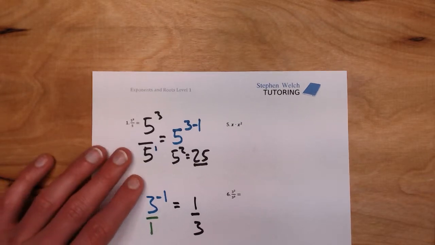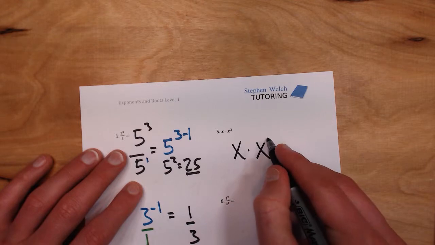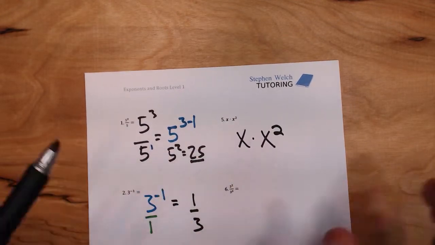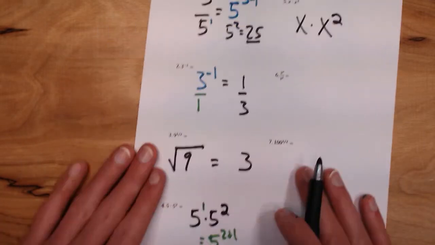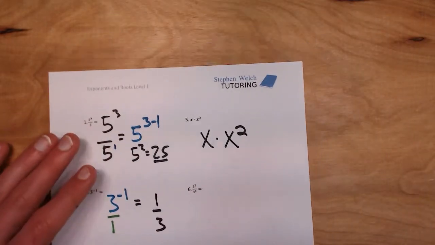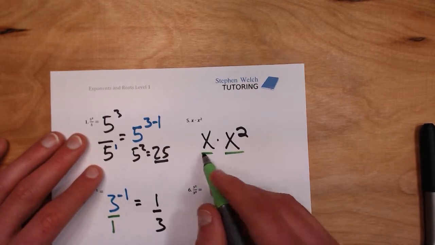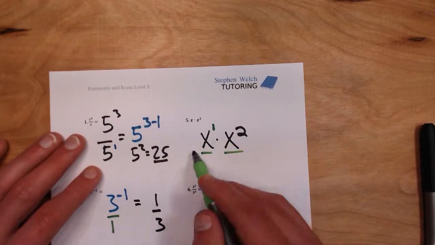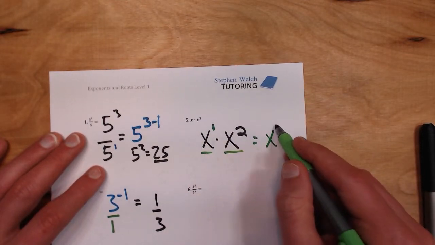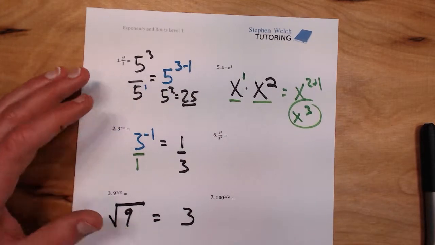Okay, number 5 says x times x squared. So this is a similar problem, but now we don't have any numbers. Now we're just working with symbols. So the calculator isn't going to be very helpful on this problem. But we can use the rule we just learned, and that is, if we have 2 of the same base, and in this case we have x twice, we can add the powers. Remember, x is like x to the first, so this equals x to the 2 plus 1, which is x to the third, and that's the right answer.